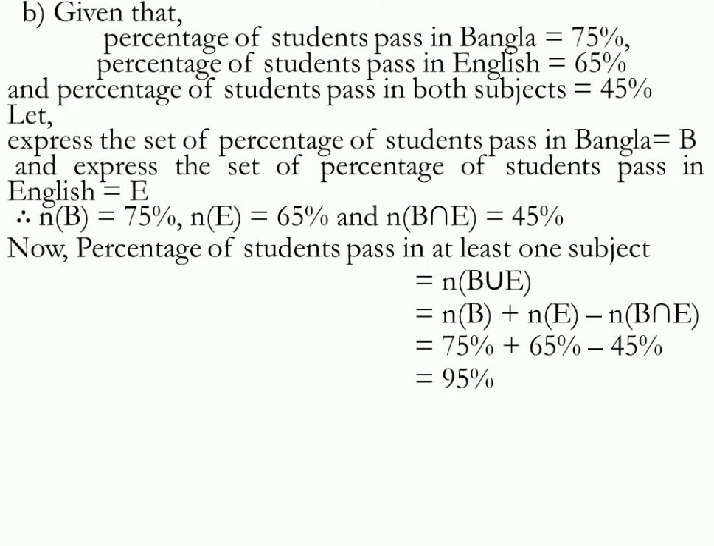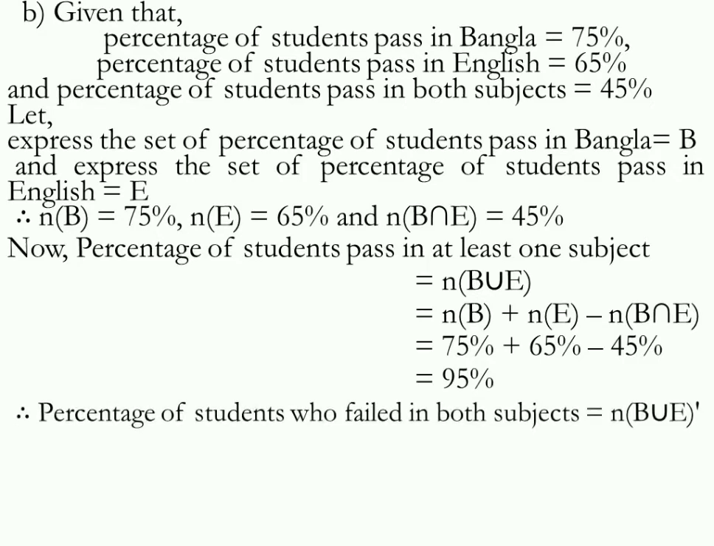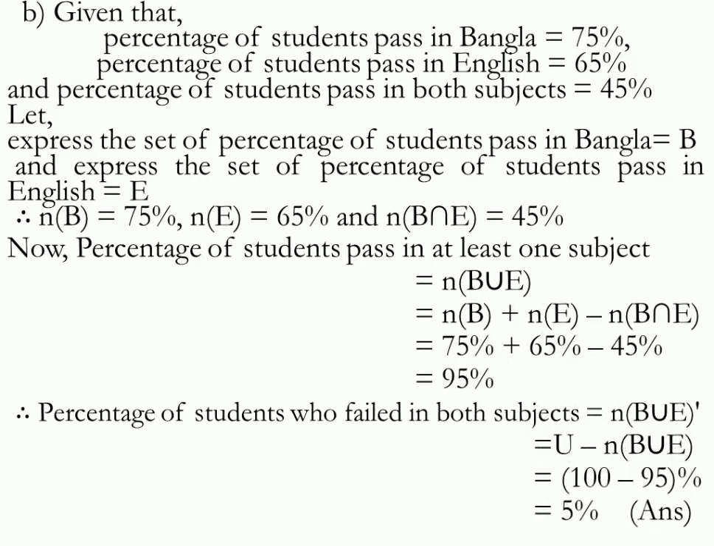Therefore, if we want to find out the number of students who fail, that means the complementary set of number of B union E, that means those who didn't pass in the subjects, who failed in both subjects, not in one subject they could pass. So it should be U, that is the universal set, minus number of B union E, and we know the universal set is 100%, and we have found number of B union E is 95%, so that becomes 5%. So the percentage of students who fail in both subjects is 5%. So that is the answer of B.